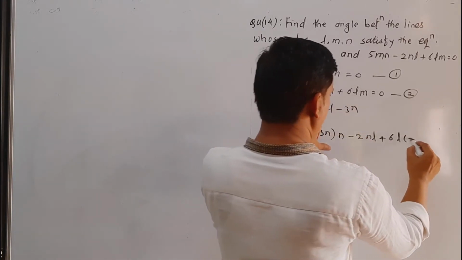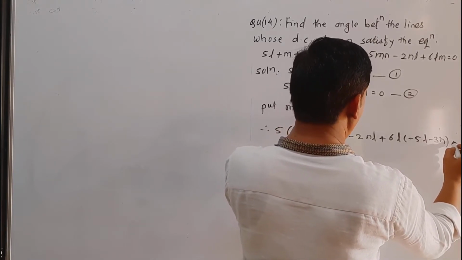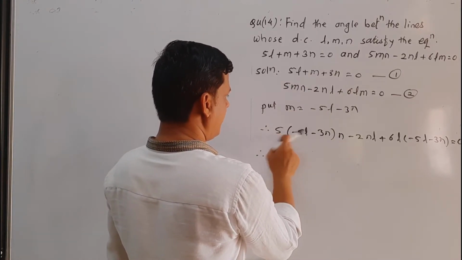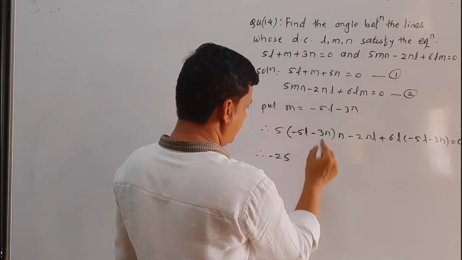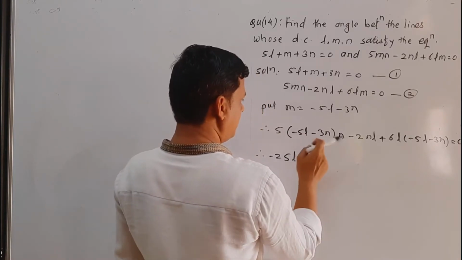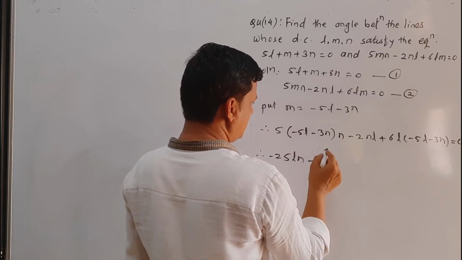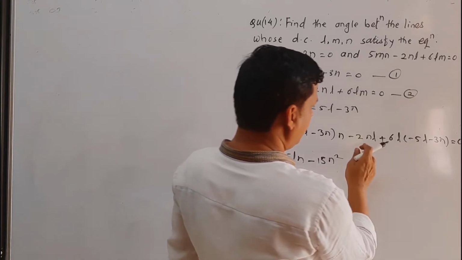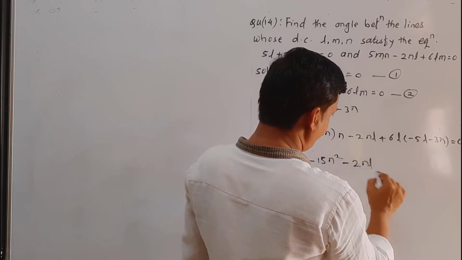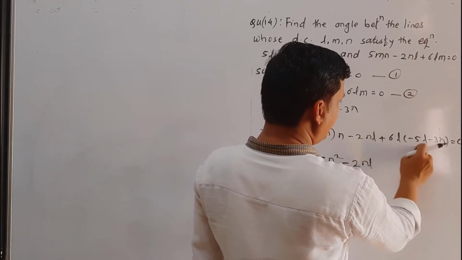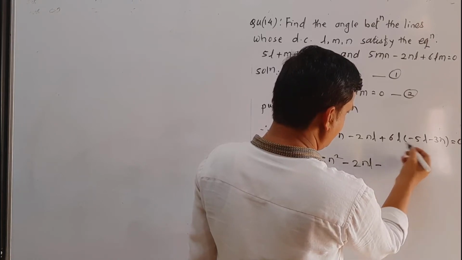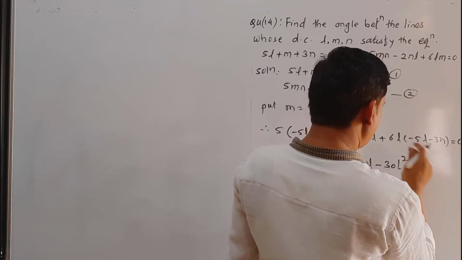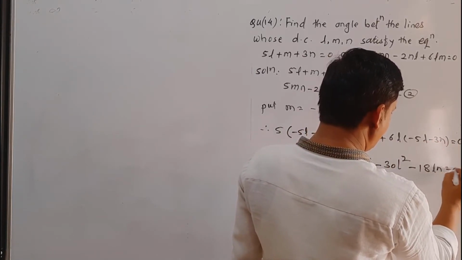Value of m is minus 5l minus 3n is equal to 0. Now multiply that 5l, so we get 5 5s are 25, that is minus 25 l into n, that is ln. Then multiply by 5l, so minus 5 3s are 15 l into l, that is minus 15 l square. Then this minus 2nl as it is. Then multiply by 6l to this bracket, so we get here minus 6 5s are 30 l square. Then plus minus minus 6 3s are 18, ln is equal to 0.